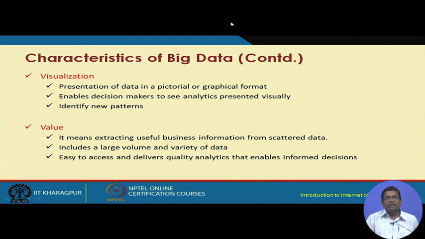Value basically means extracting useful business information from the scattered info. So, how much value the data has from the variety, from the raw form, how much value it has. It includes a large volume and variety of data. It is easy to access and deliver quality analytics that enables informed decisions.